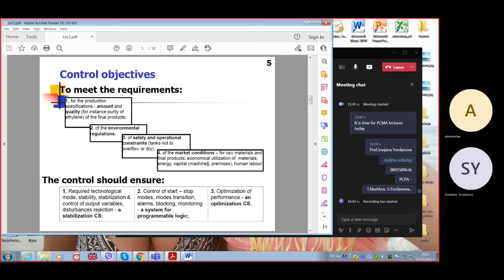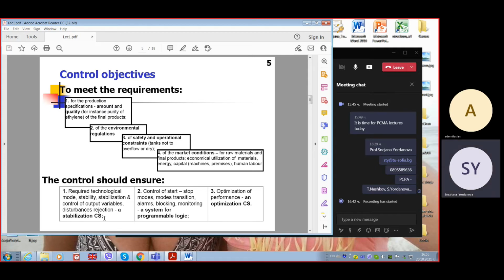Market conditions. We have also to observe the situation on the market, whether you can have raw materials, the price is changing. So the final product, economical utilization is here also of materials, energy, and capital, which is machine, premises, human labor. When we consider a control system, we have three types of control systems.